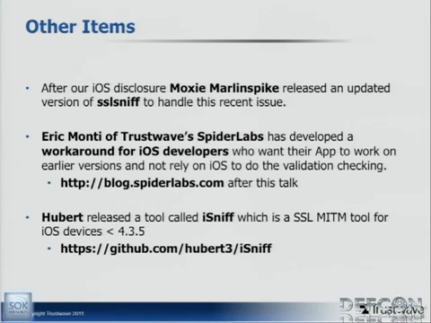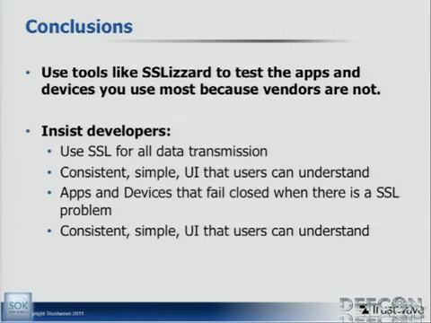Just recently, Hubert, who goes solely by this alias, released a tool called iSniff, which also does SSL man in the middle using iOS less than 4.3.5. You can check that out on GitHub as well. To conclude, the basic takeaway is that we need more eyes on this type of technology and on this testing. That's why we put together this toolkit for iOS, for developers to be able to test their apps and their devices, and to find these problems and fix them.